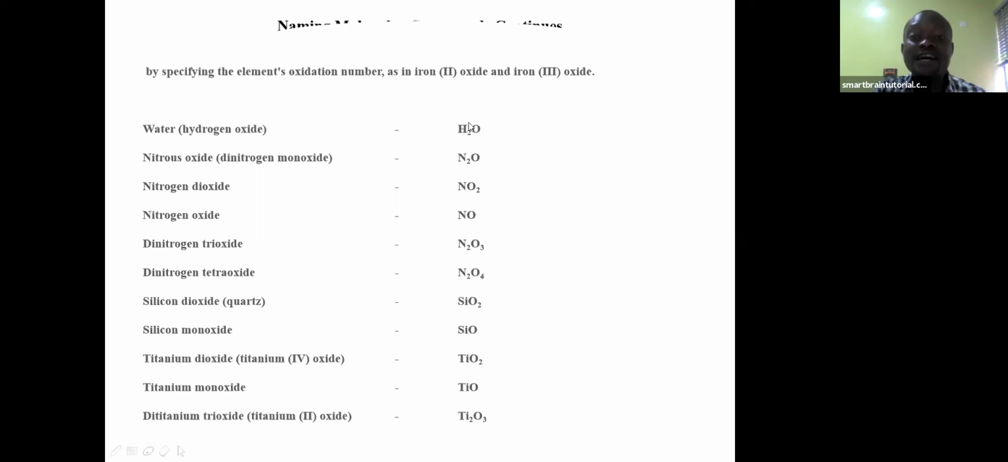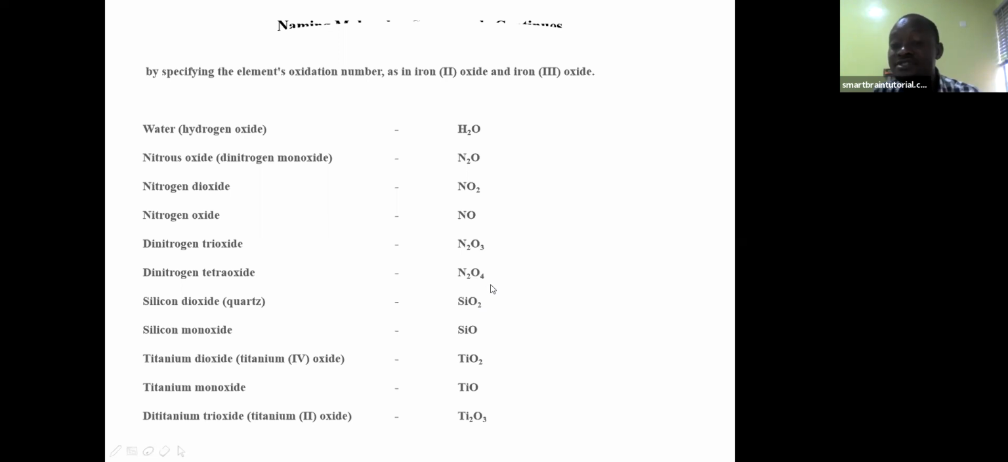When nitrogen is displaying an oxidation state of 1, you have dinitrogen monoxide. Then here, when the oxidation state of nitrogen is 2, you have this. Then we also have dinitrogen trioxide. Here, in dinitrogen trioxide, nitrogen has an oxidation state of 3. So you multiply that plus 3 by 2, which gives you 6. If you multiply the minus 2 of oxygen by 3, you also get 6, and it forms a neutral compound.